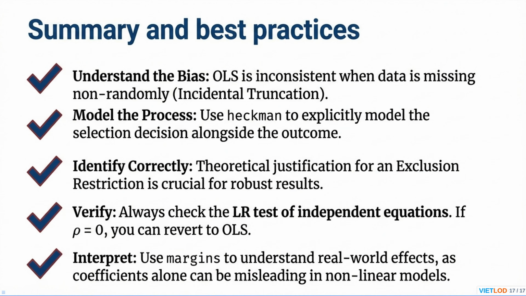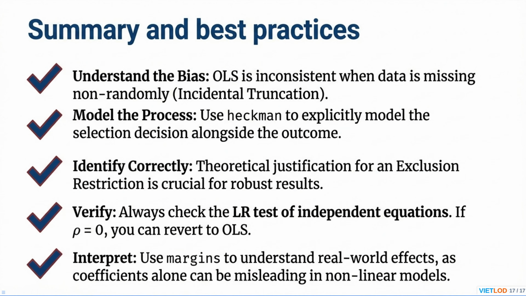To summarize our discussion on the Heckman selection model, let's review some key best practices. First, always understand the potential for bias. Ordinary least squares, or OLS, is inconsistent when data is missing non-randomly due to incidental truncation. Second, it's crucial to explicitly model the selection process alongside your outcome using a two-equation system like the Heckman model. Third, ensure correct identification. A strong theoretical justification for your exclusion restriction is paramount for obtaining robust and reliable results.